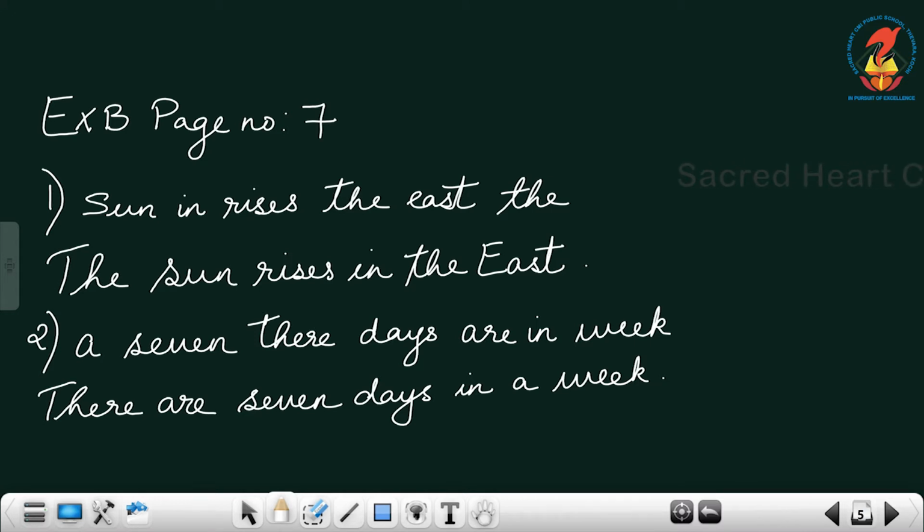Alright, now similarly the next one, are 7 their days are in week. So what do we do? We rearrange it and write it again with capital letter T, and we write there are 7 days in a week. So this is the correct way of framing that sentence. We rearrange the group of words and write the proper way of writing the sentence. There are 7 days in a week, and these are acceptable ways, isn't it? These are proper sentences. The sun rises in the east is a proper sentence, and there are 7 days in a week is also a proper sentence.